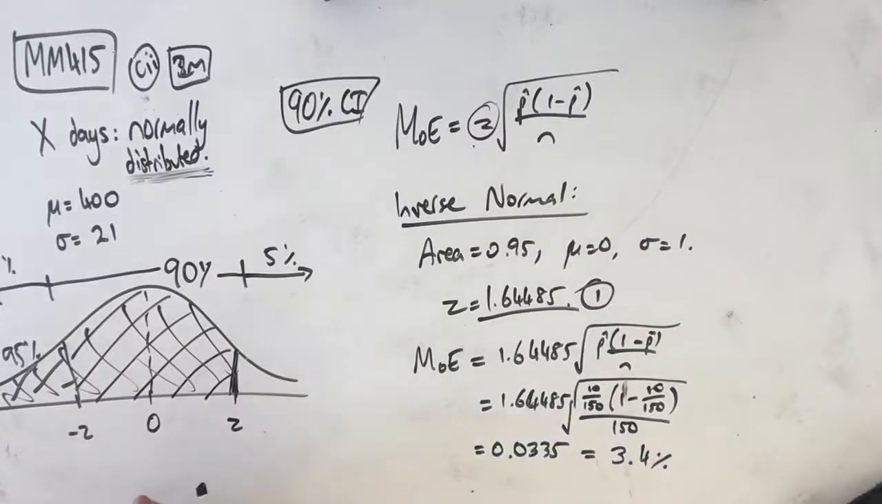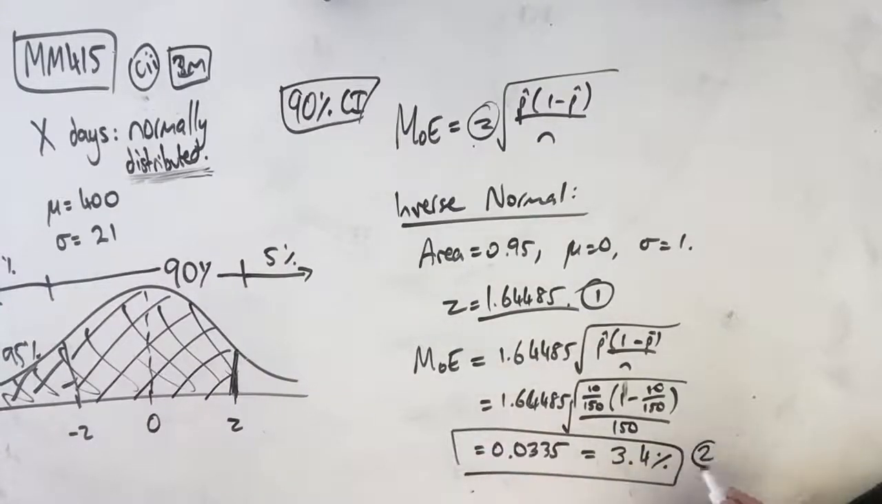Now, if you've got 3.3% in your answers, that was a typo on our part, and that is incorrect. So it needs to be 3.4%. That's your second and final mark for part C II. Guys, let's move on to part D.